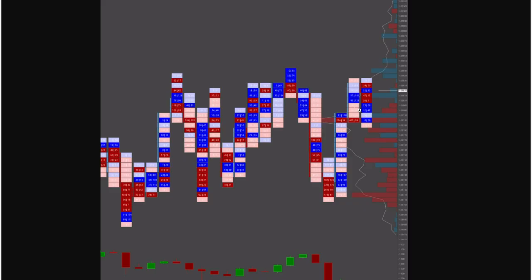Let's check the chart. Exactly, it's correct. It's a balanced market, okay?